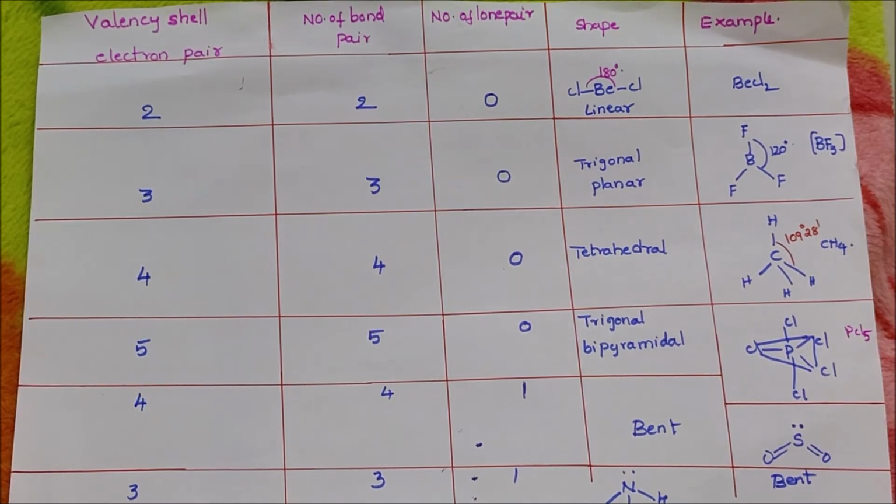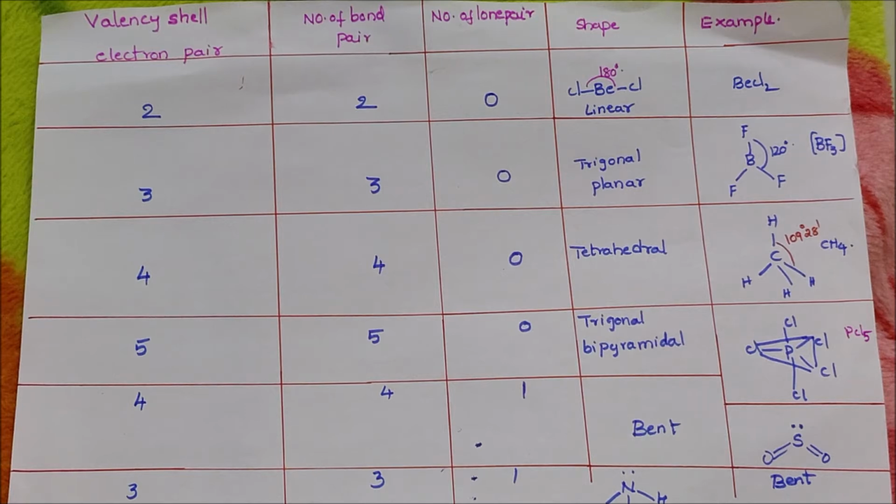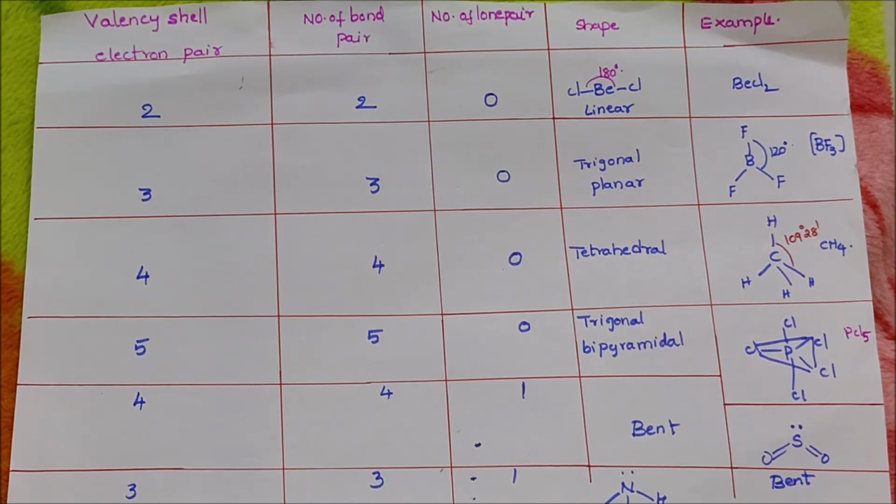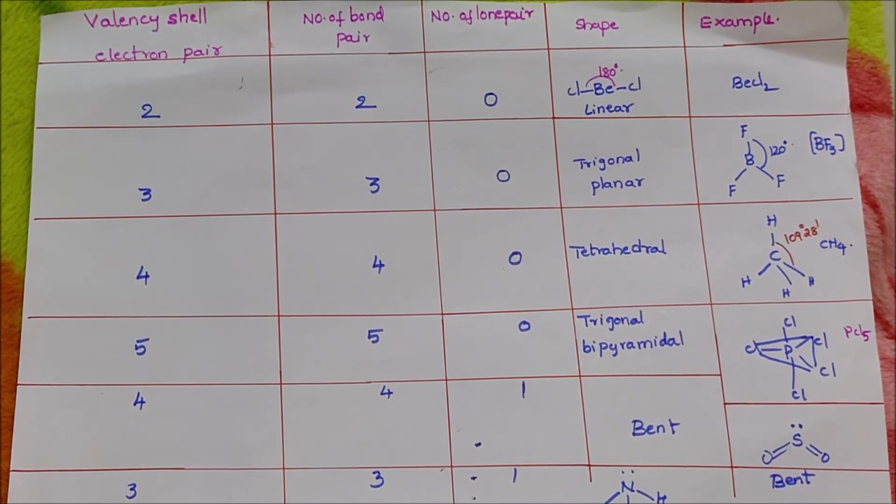Now, valence shell electron pairs are 2, number of bond pairs are 2, number of lone pairs are 0. The best example is BeCl2. The beryllium atom forms 2 bonds with chlorines, and the shape of the molecule is linear. In BeCl2 there are only bond pair repulsions, because the beryllium atom has no lone pairs. So it gives a perfect shape, the linear shape. The bond angle is 180 degrees.